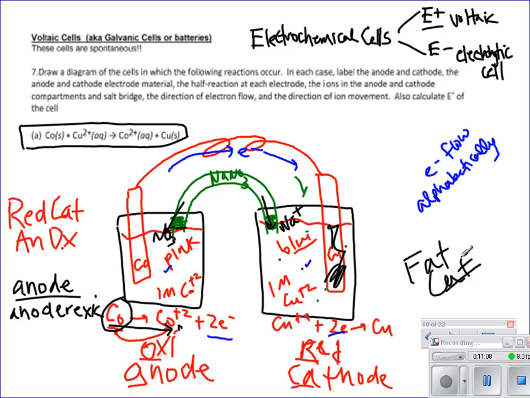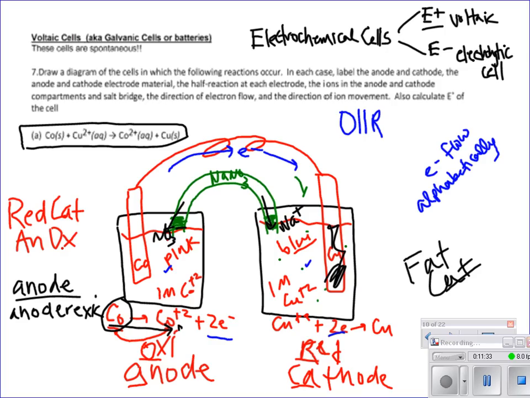Okay. So last thing you need to do with these is to write something called shorthand notation. Shorthand notation is a quick sentence that describes what's going on in the cell. So how you do this, you always do the oxidation half reaction first, and then you do the reduction half reaction in this sentence. Once you see it, you'll remember where it's coming from.